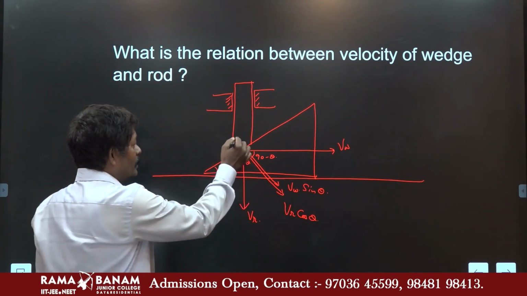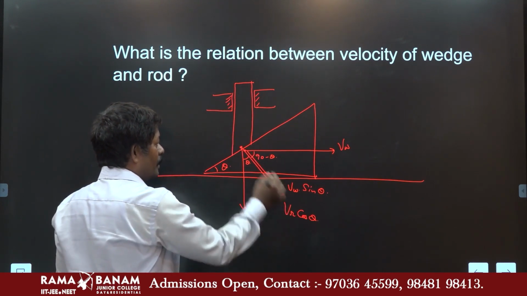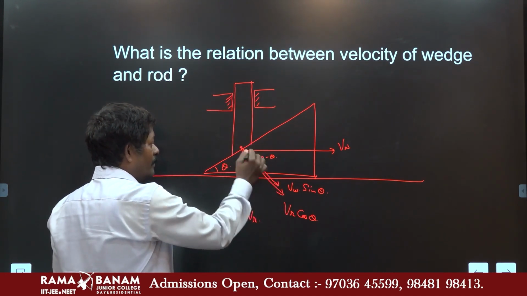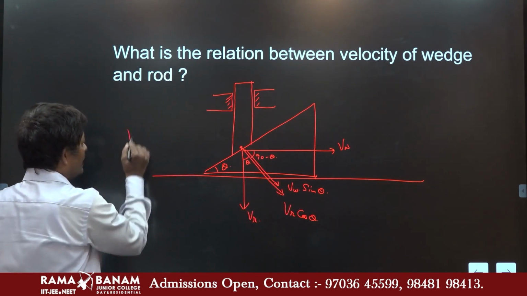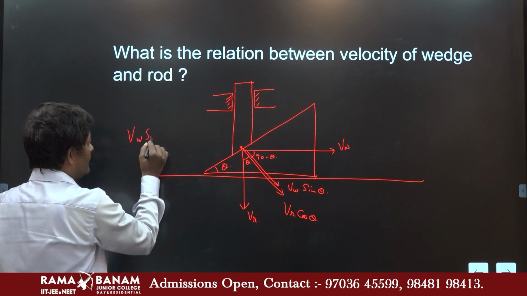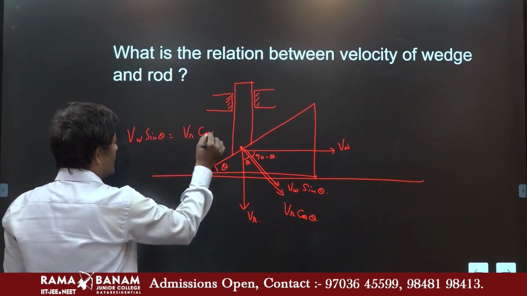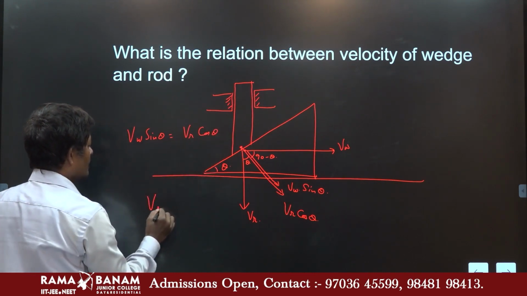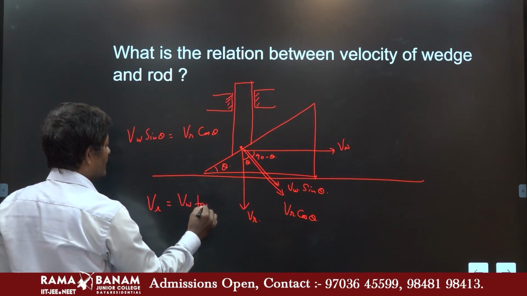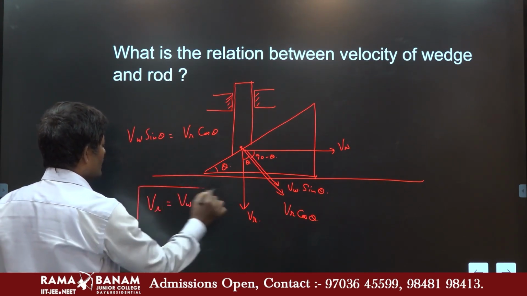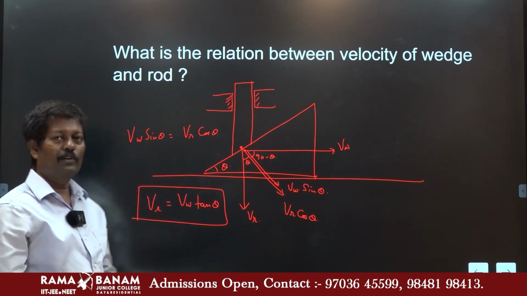So perpendicular to the surface, what is the velocity of the rod? VR cos theta. Perpendicular to the surface, what is the velocity of the wedge? VW sin theta. They have to match. So VW sin theta should match with VR cos theta, so VR is VW tan theta. So we got the relation between the velocities.